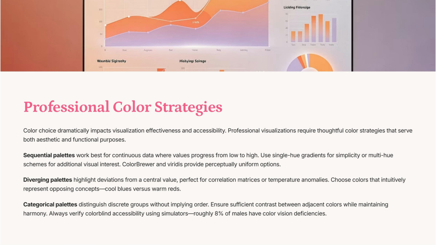Color choice is crucial for effective visualizations. Sequential palettes suit continuous data using single or multi-hue gradients. Diverging palettes highlight deviations, ideal for correlation matrices. Categorical palettes distinguish groups without implying order. Ensure colorblind accessibility, as 8% of males have color vision deficiencies. Use tools like Color Brewer and Viridis for perceptually uniform options.